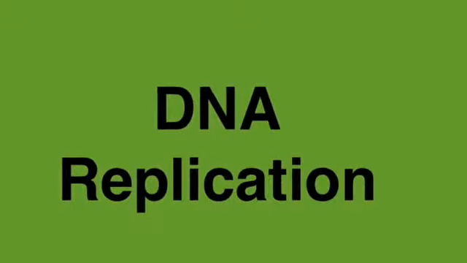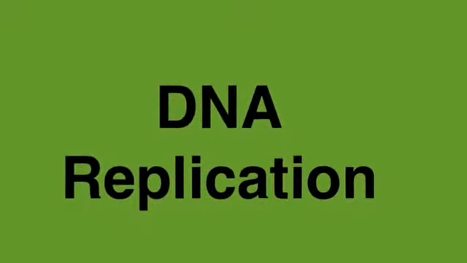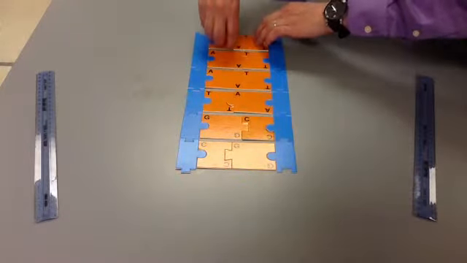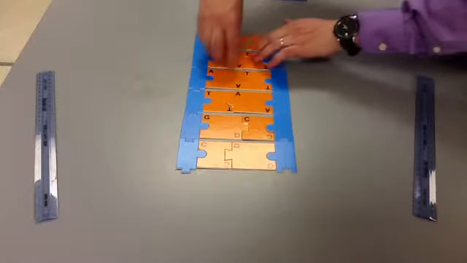In this video, we will model DNA replication. DNA replication occurs in the nucleus. We start off with our normal double strand of DNA. First, the DNA unzips.